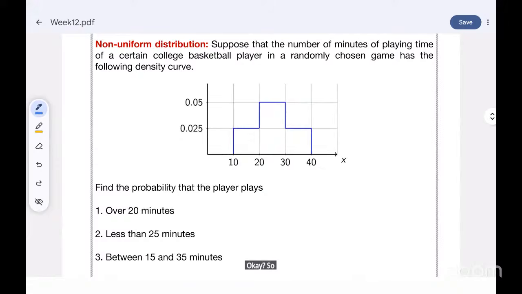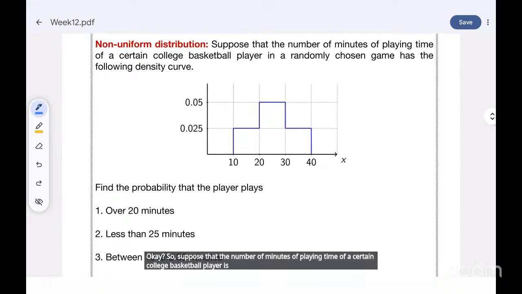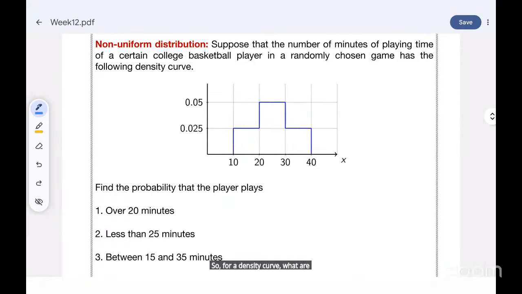Okay. Suppose that the number of minutes of playing time of a certain college basketball player in a randomly chosen game has the following density curve. This is the density curve you are having. For a density curve, what are the properties it should satisfy? Can you recall? What's the first one? The probability between any 2 points should lie between 0 and 1. And the total area under the curve should be equal to 1. Right?